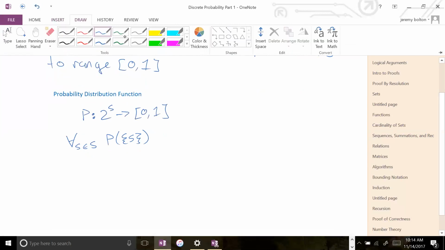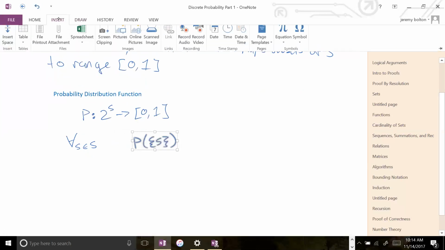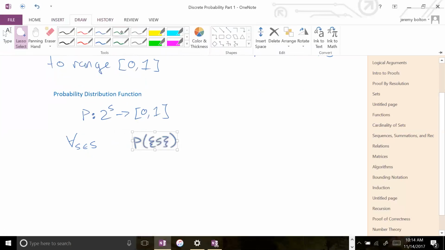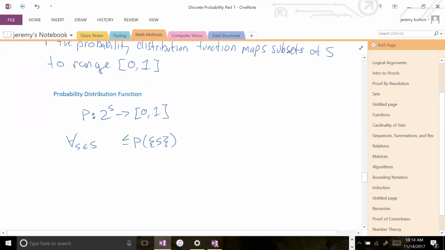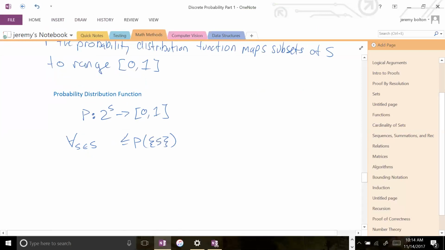Right. I'm going to make some room here. Right. These probabilities must be between 0 and 1. For all of our singleton elements, right, the probability, and so this is one constraint or one property of our probability distribution. Another is that the probability of the empty set is equal to 0.